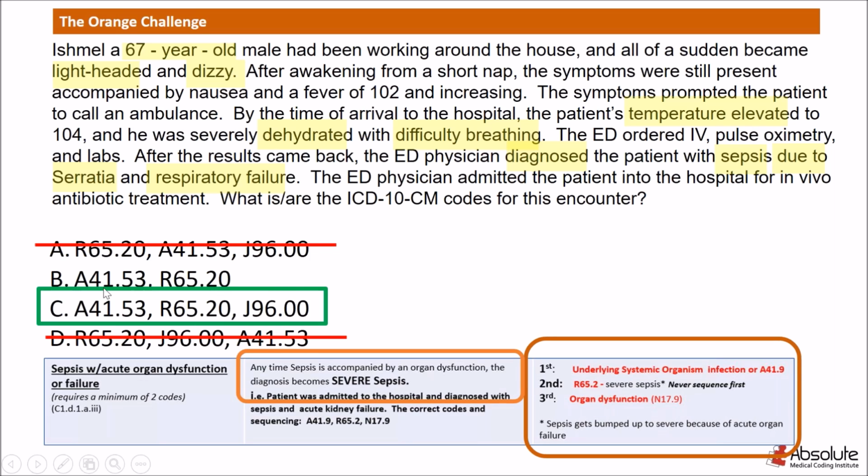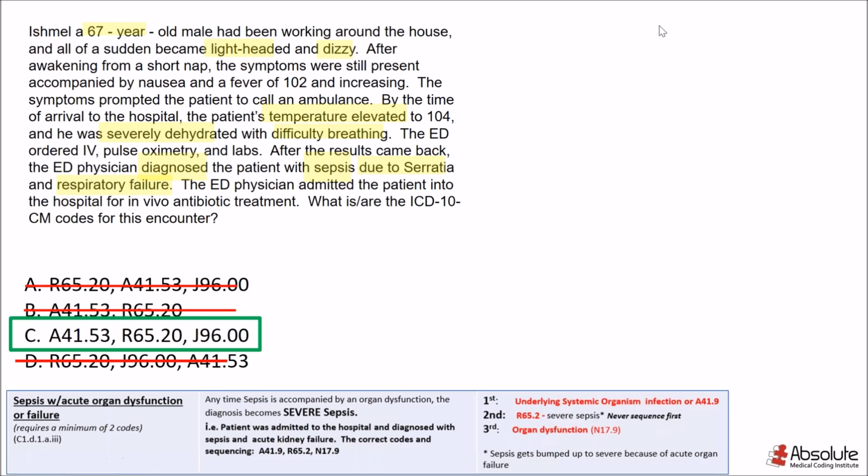Now, if you look here, B, there are only two codes there. Where is that organ failure code? It's not there, so therefore that is wrong. So from there on, you're good, but we are going to be looking for that code to confirm the answers. So let's go.